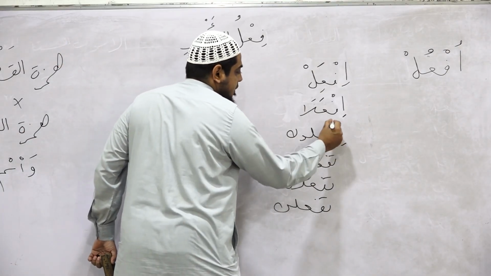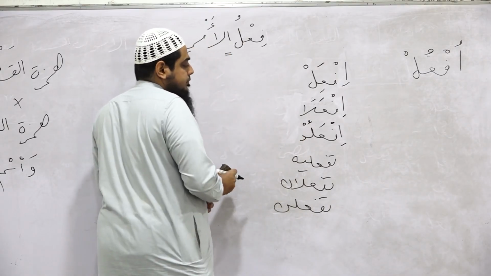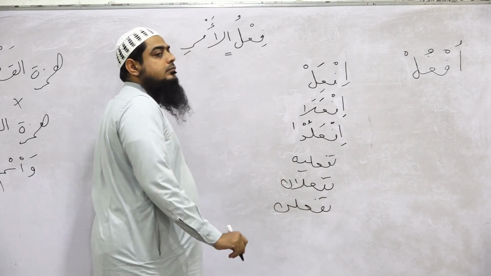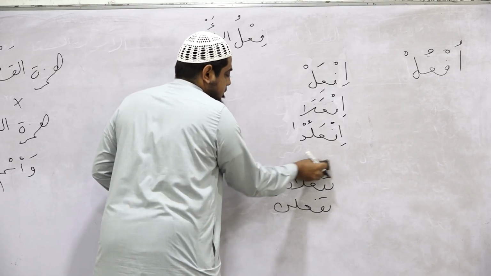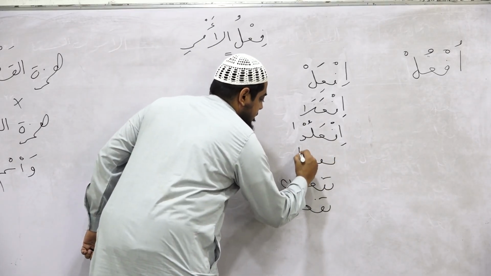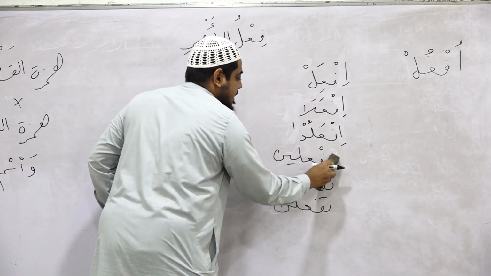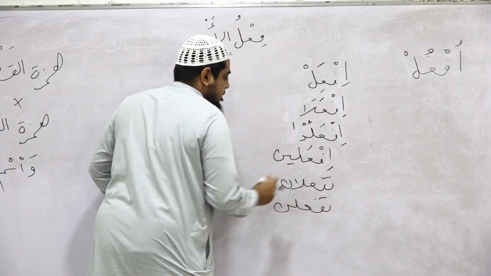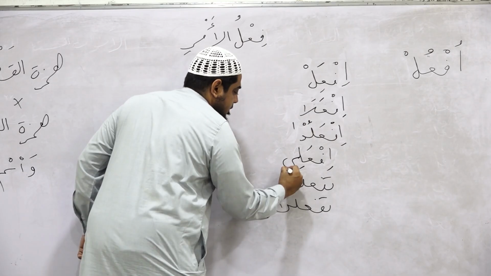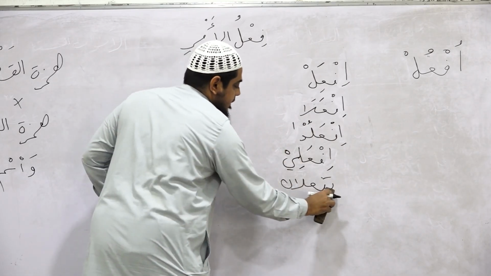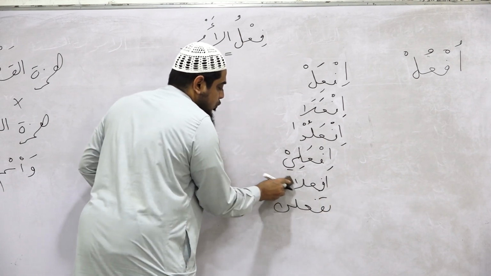So now this is if'alu, again noon will go off. But this alif is very important. If'al, if'ala, if'alu. Then you remove the damma, and then you remove noon. So its remaining is if'ali. You remove the, remove noon. If'ala.